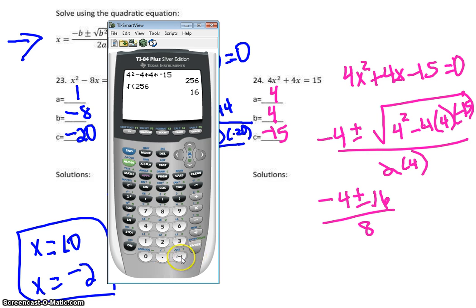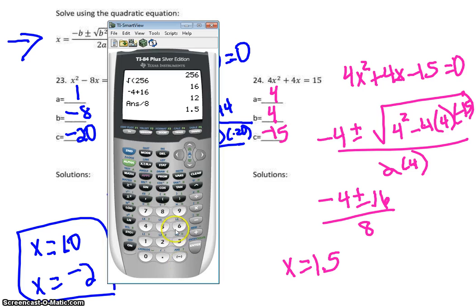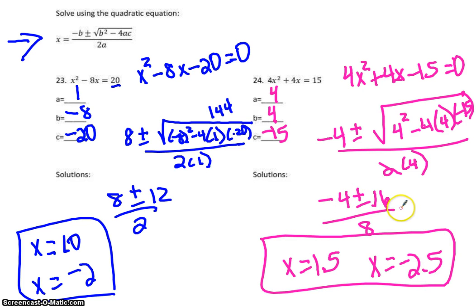So using your calculator, you're going to say negative 4 plus 16, enter, divided by 8, and you get x is equal to 1.5. Then you do it again with negative 4 minus 16, enter, divided by 8, and you get negative 2.5. And so those are your 2 answers. Make sure you do the top, press enter, and then divide.